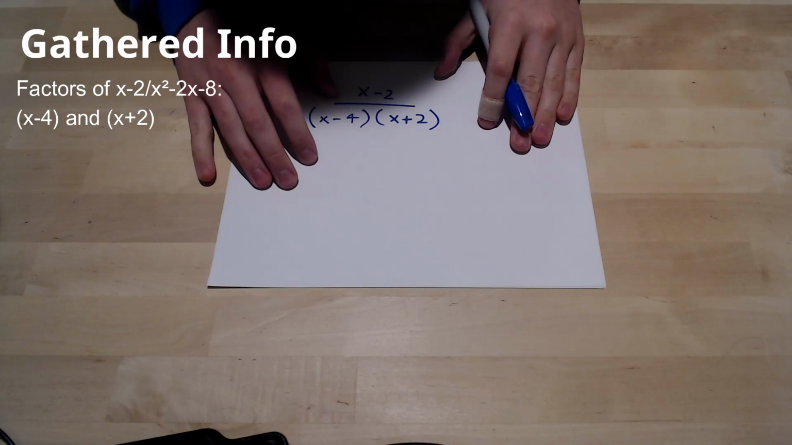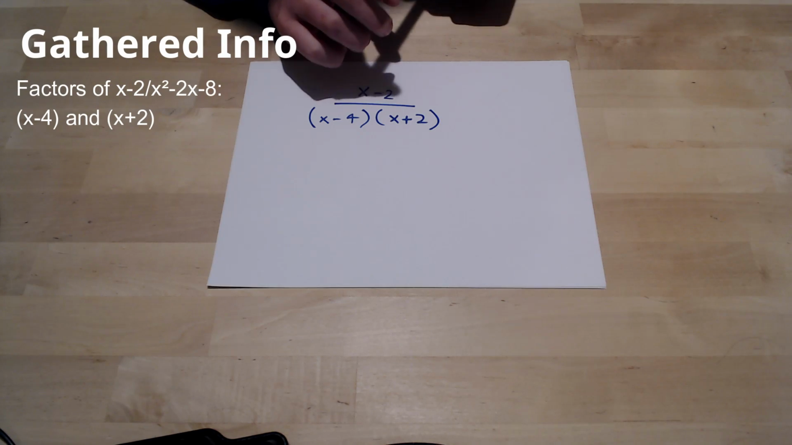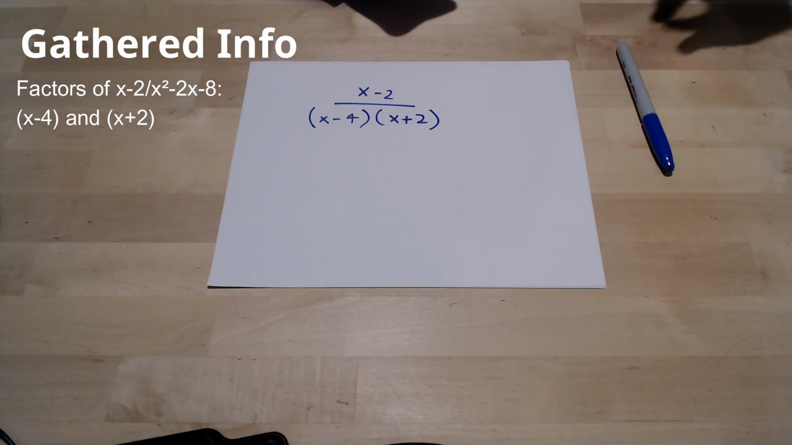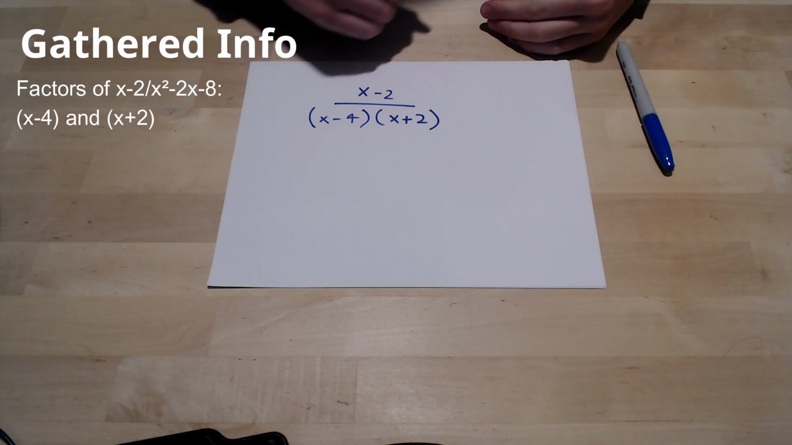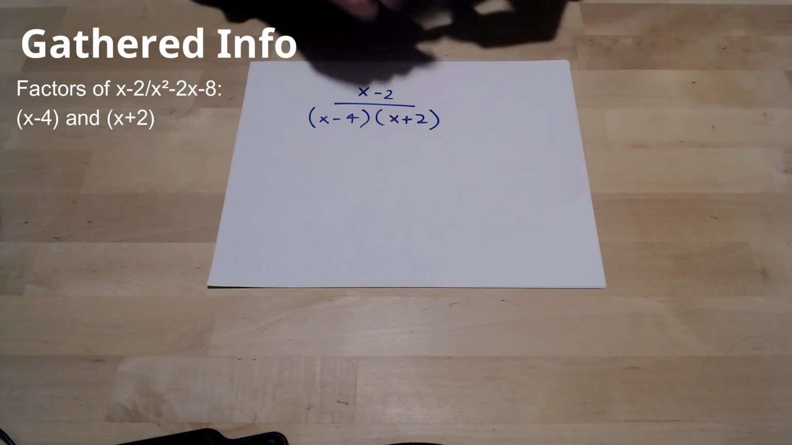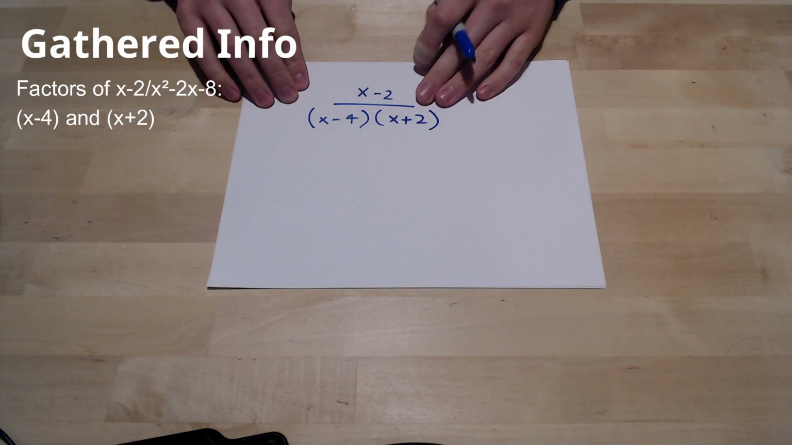Now that we've factored our problem, we can determine the vertical asymptotes, which are pretty much where the graph gets divided into different sections, where you have lines that go all the way up to infinity and all the way down to negative infinity, and it really looks like the graph is being split into sections.